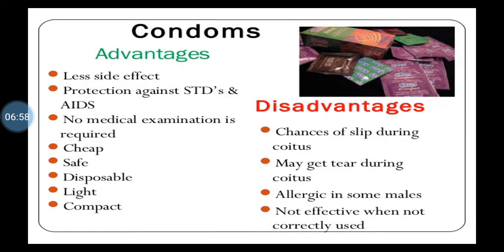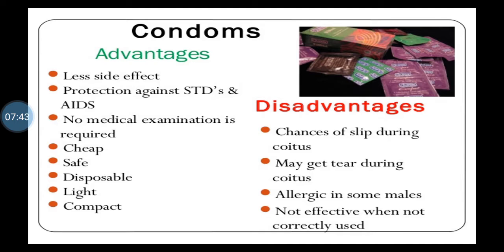The disadvantages are that in some cases it may slip off and tear during coitus. If a low quality condom is used, it may tear, which will increase the risk of pregnancy. In some persons it may cause allergy. Many individuals may be sensitive to the material, to the rubber, so there may be minor allergy in many persons.